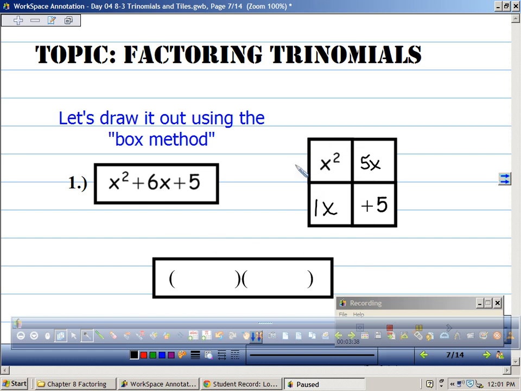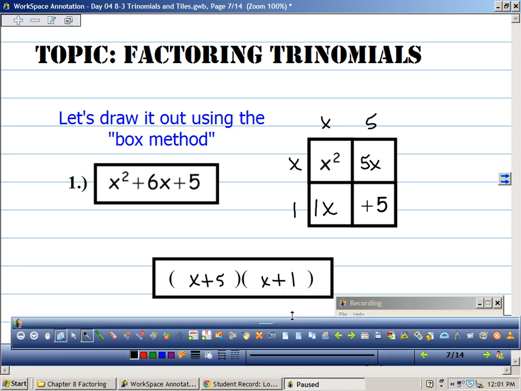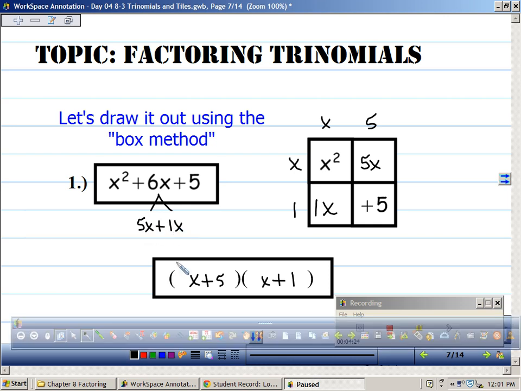All right, let's factor this. I have an x times an x makes x squared. X times 5 makes 5x. What do I need to multiply by x to get 1x? What number do I multiply by x to get 1x? 1. And 1 times 5 is 5. Does it work? So I have x plus 5 times x plus 1. Isn't that also like splitting 6x into 5x plus 1x? Everybody see that?